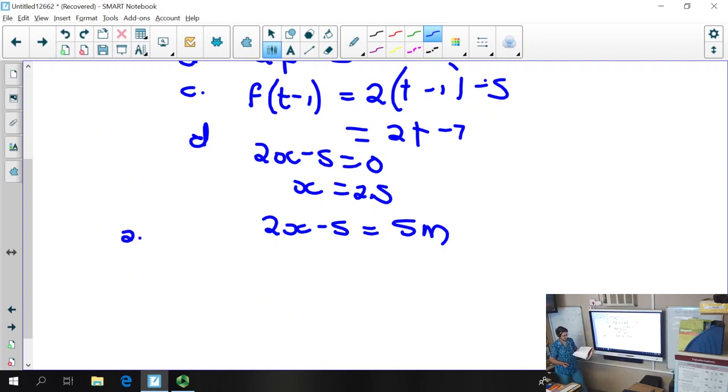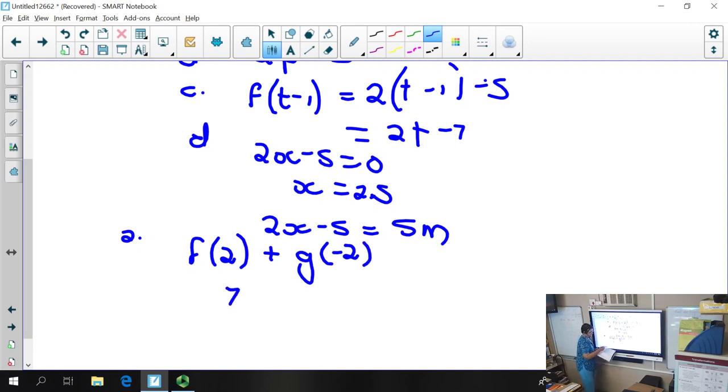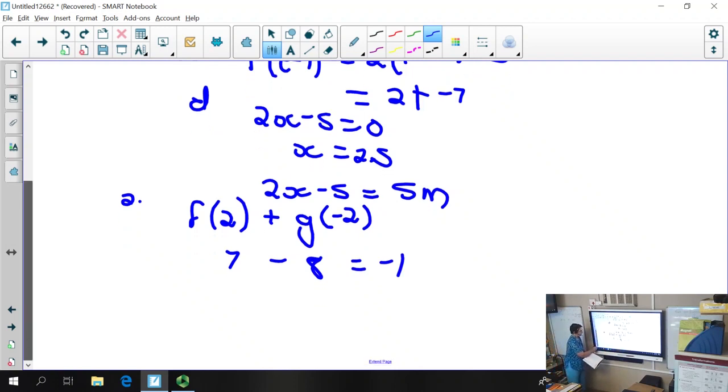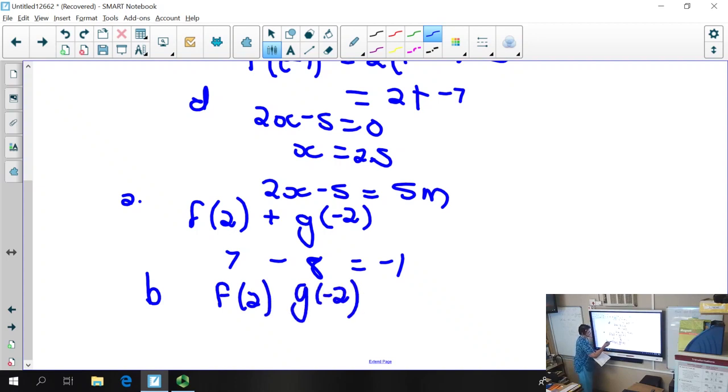f(x) is 3x plus 1 and g(x) is x to the power of 3. So now you have f(2) plus g(negative 2). So it's still substitution that we're going to do here. What is f(2)? 7. What is g(negative 2)? Negative 8. So the answer is negative 1. The next one is now the product that we're determining there. So it's f(2) times g(negative 2), which is exactly those two values that you had there. So the answer is negative 56.